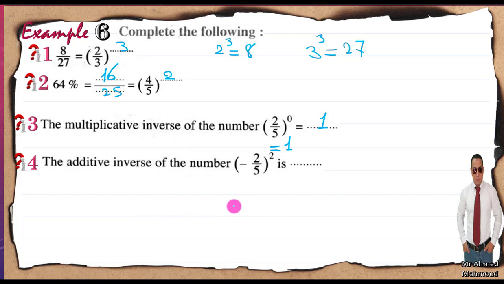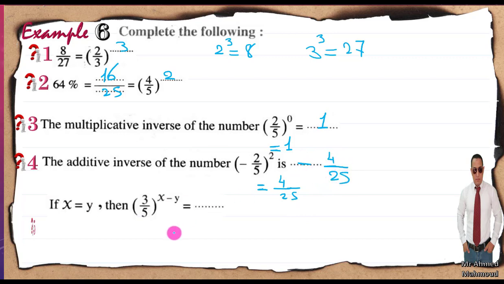Now the additive inverse of negative 2 over 5 all power of 2. Negative 2 over 5 all power of 2 equal 4 over 25. Okay, to have the additive inverse of 4 over 25, we change the sign, so it will be negative 4 over 25. Now if x equal y, then what? 3 over 5 all power of x minus y. If x equal y, then x minus y equal 0. Now 3 over 5 all power of 0 equal 1.